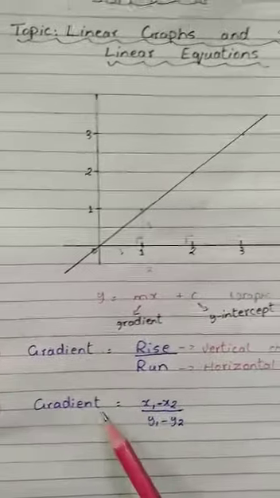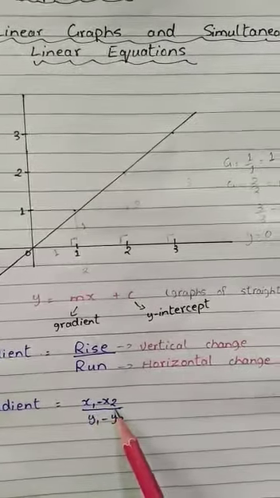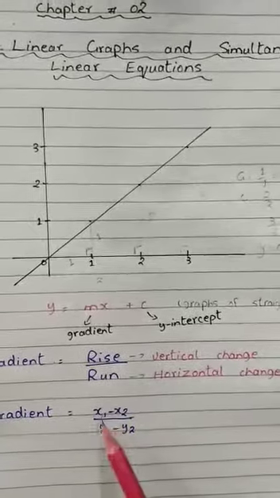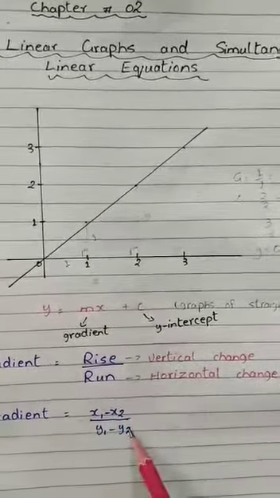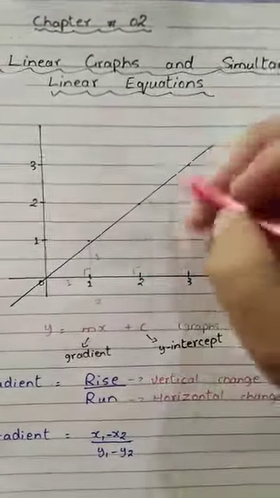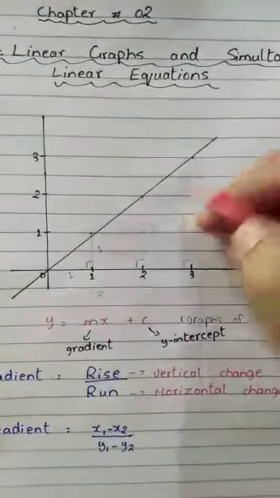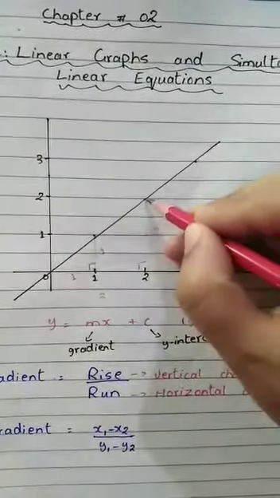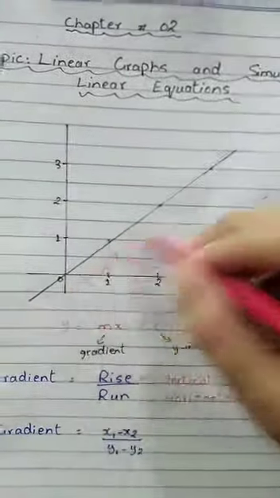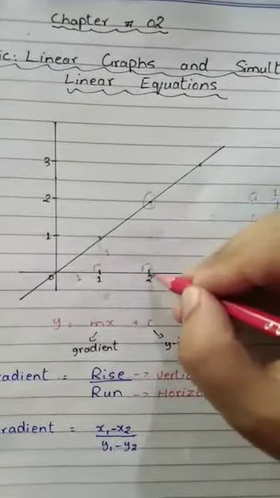Now look at method 2. The second formula is gradient = (x1 minus x2) over (y1 minus y2). For this formula you need 2 points, and how will you take 2 points? Suppose this is a line, you can take any 2 points from here. You can take this point, this point, this point, or this point. You have 4 options.